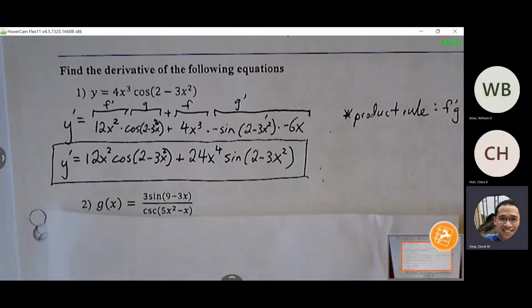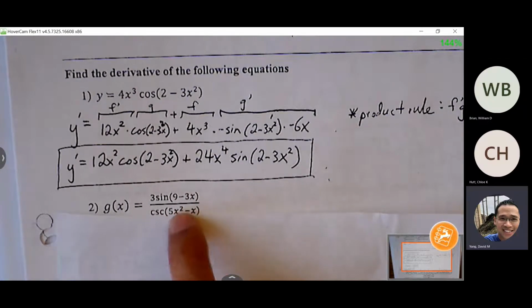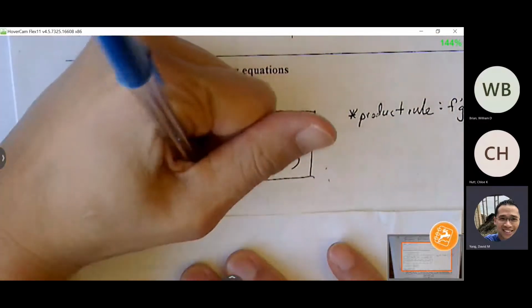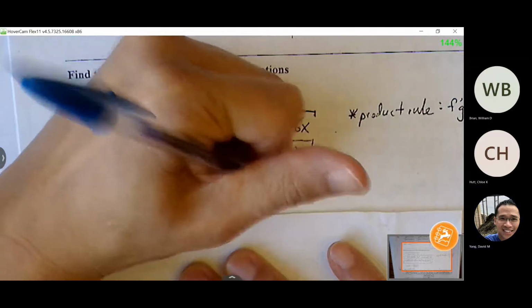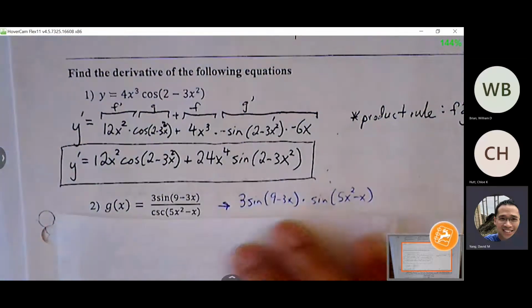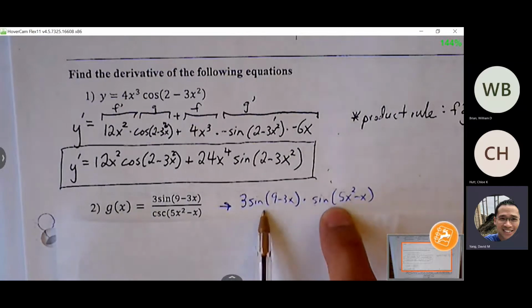Okay, number 2, hopefully you guys see a need for quotient rule. There's a second option. What could we do? Could we avoid quotient rule here? Yeah, product, but this cosecant will have to change to what? What's the reciprocal of cosecant? Yeah, so you could also rewrite this as 3 sine minus 3x, and then sine. You can have this whole thing as your f function. This is your g, f prime g plus fg prime.